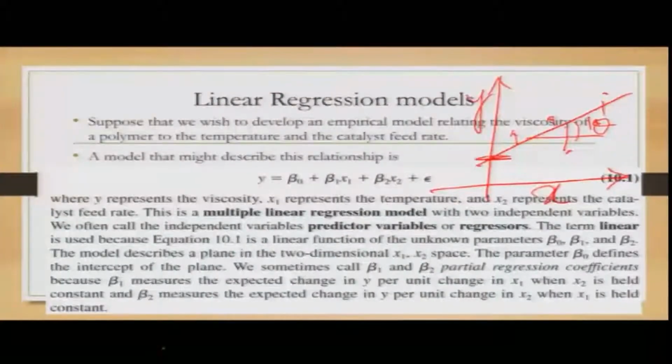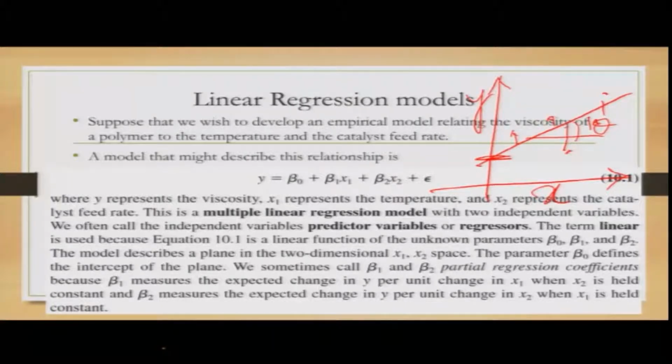So, now if I have the equation as y is equal to beta naught plus beta 1 x 1 plus beta 2 x 2 plus epsilon, where y represents the viscosity, x 1 represents the temperature and x 2 represents the catalyst feed, these are the 2 variables. Then a multiple linear regression with 2 independent variables is fitted. We often call the independent variables predictor variables or regressors.